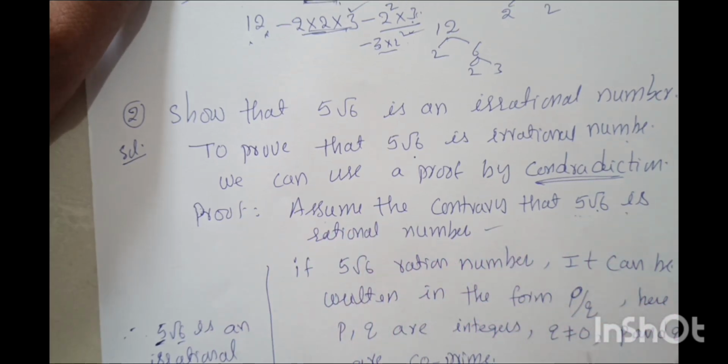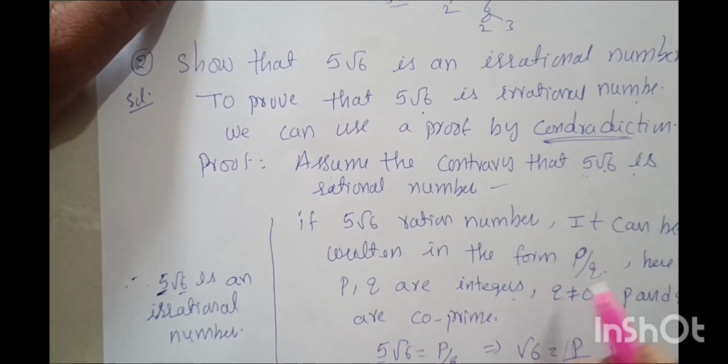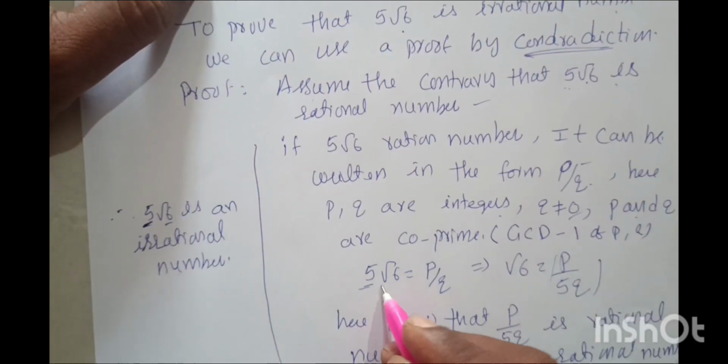That means a rational number can be written in the p by q form. Here p and q are integers, q not equal to 0, and p and q are co-primes. That means the HCF or GCD of p and q is 1. So p by q equals 5 root 6.